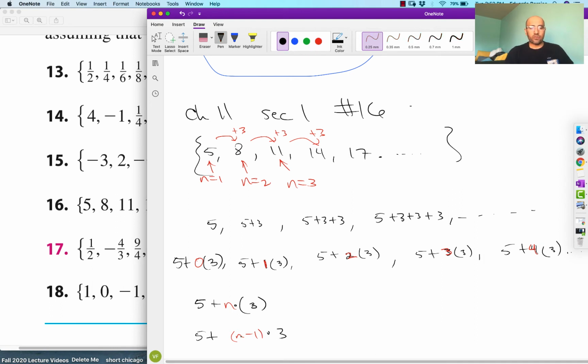That way when n equals 1, I really get a 0. When n equals 2, I really get a 1. Right? So then that will match up with this. When n equals 1, we get a 0 there. When n equals 2, we get a 1. When n equals 3, we get a 2, and so on and so forth. So this becomes my formula now.